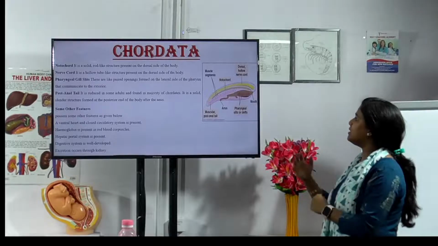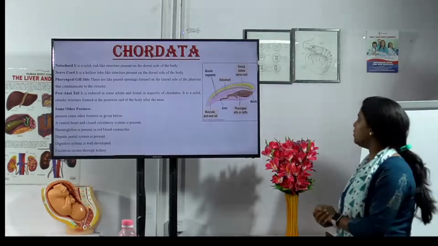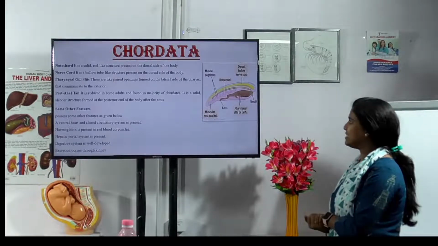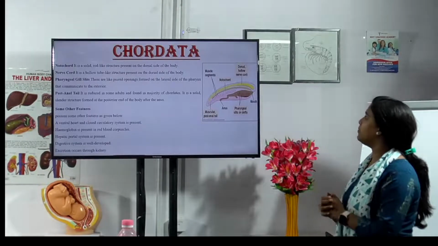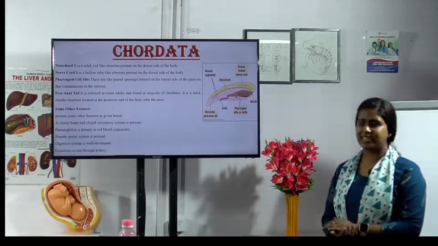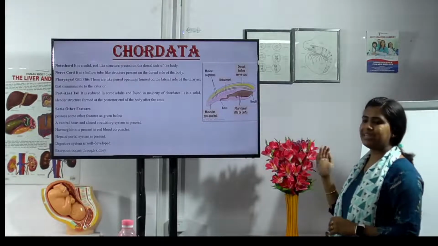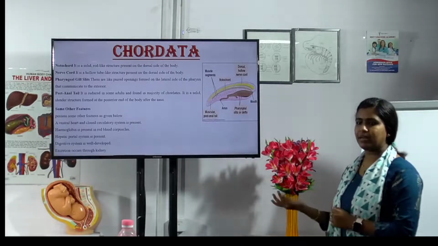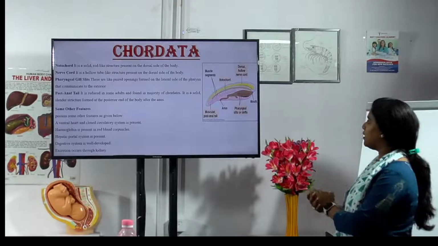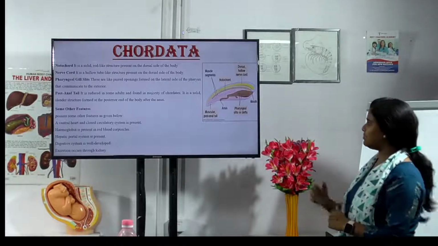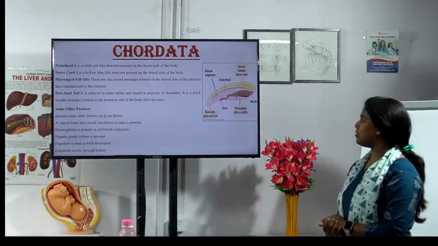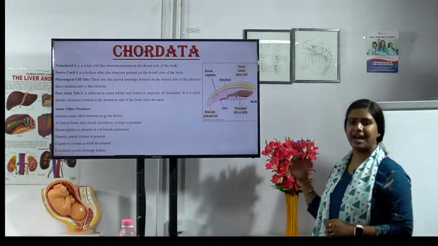Okay, the nerve cord is a hollow tube-like structure on the dorsal side of the body, and then they have pharyngeal gill slits, a pair of openings formed on the lateral side of the pharynx that communicate to the exterior, and also they have a post-anal tail. Post-anal tail means a tail after the anus. It is reduced in some adults but found in the majority of chordates. It is a solid slender structure found at the posterior end of the body after the anus.